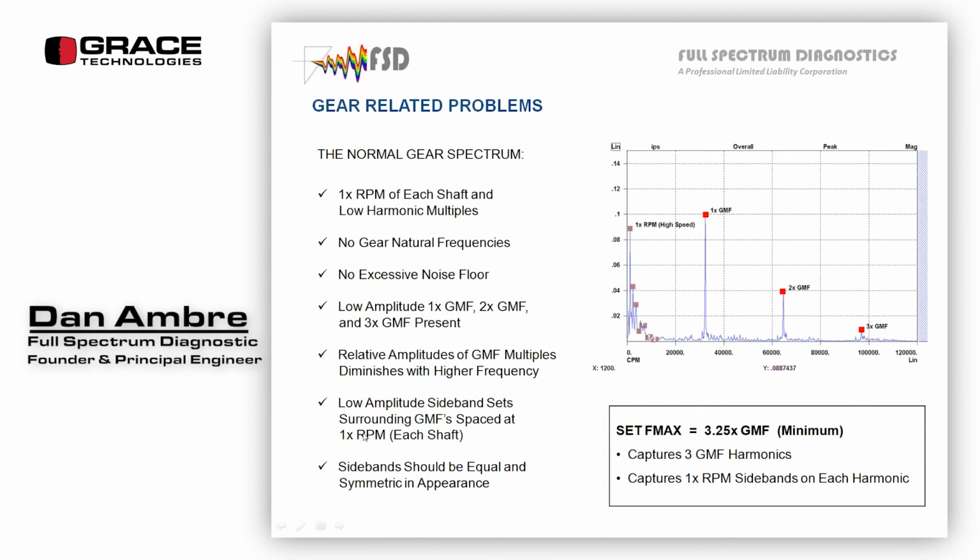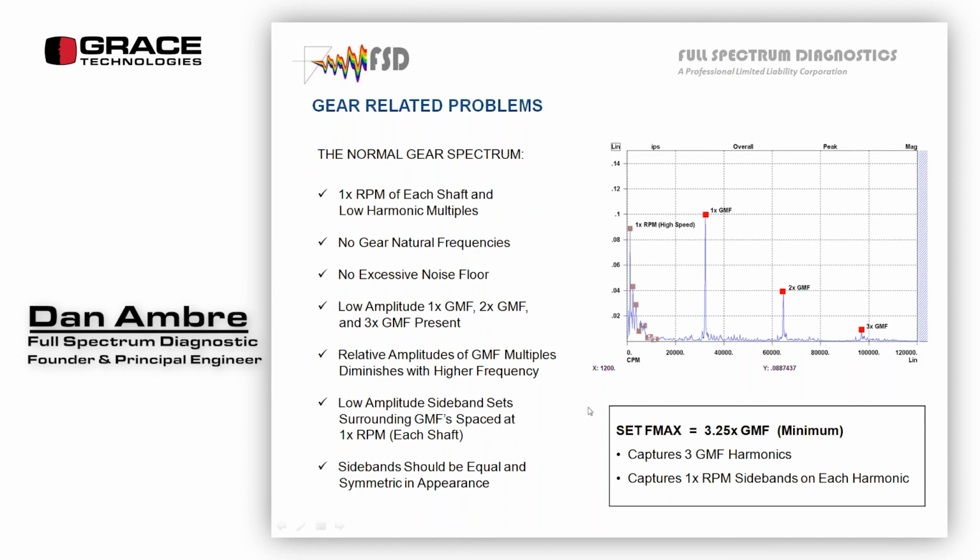Low amplitude sideband sets surround gear mesh frequency, spaced at 1 times RPM. If I zoomed in on this area and had enough resolution, I'd see sidebands at turning speed of each of the shafts. In this case, they're very low. You look at the amplitude level, they're less than 0.01 inches per second, which is extremely low. Sidebands should be equal and symmetric in appearance.